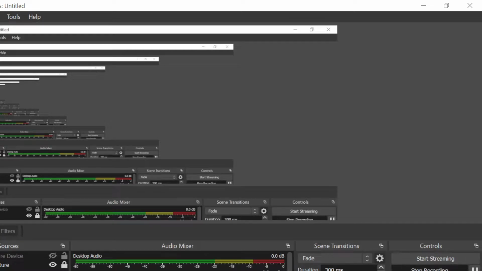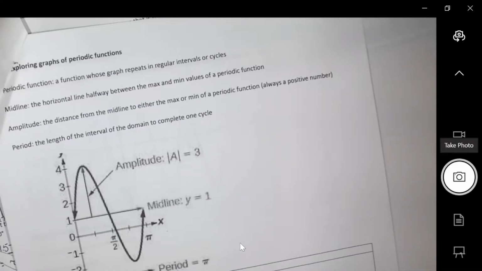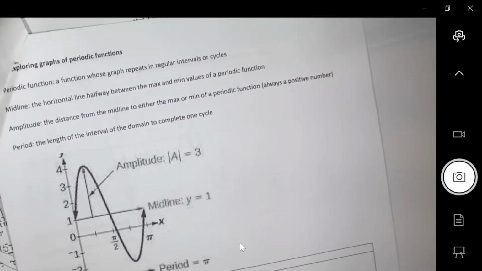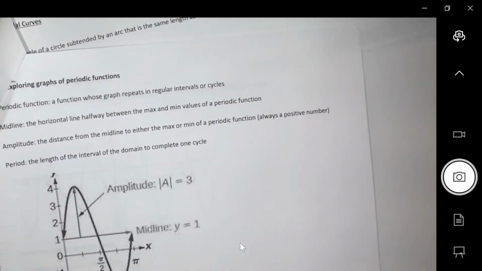Okay, so the next page in our notes, we're going to talk about some properties of sine graphs. Okay, so here are some maybe new words for you.